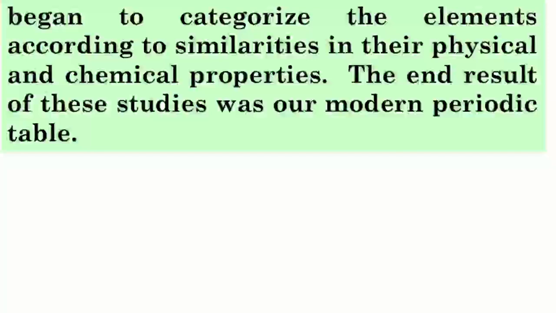Now, in the 19th century, chemists began to categorize elements based on their physical properties, that is what they could see, and their chemical properties, that is the behavior of these elements when they undergo chemical reaction. Now, after the evolution of this classification, we are able to get what we call our modern periodic table.